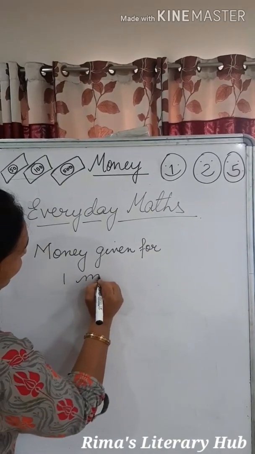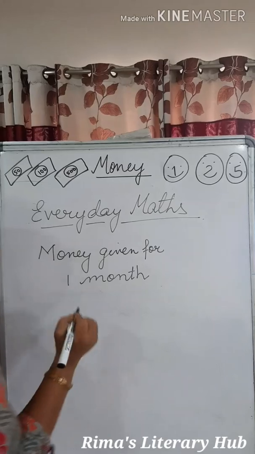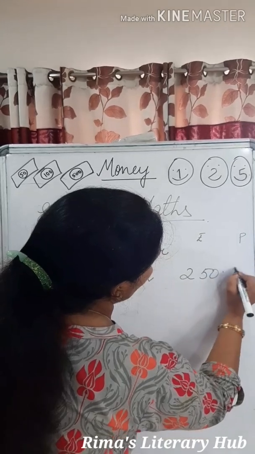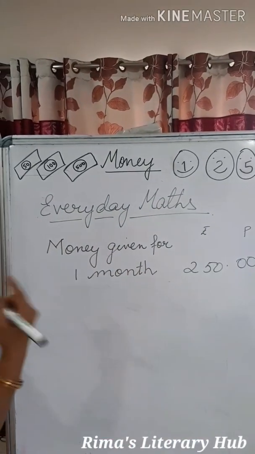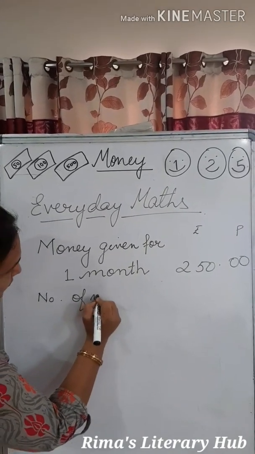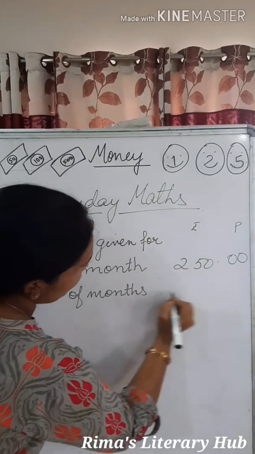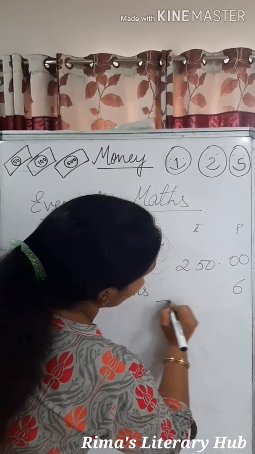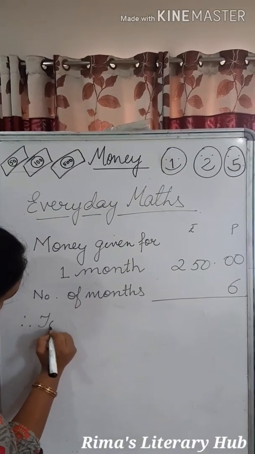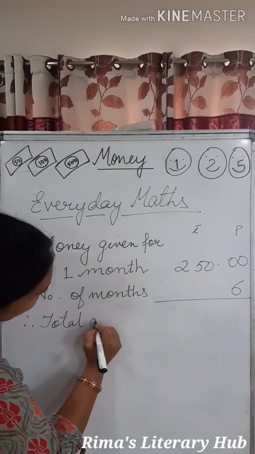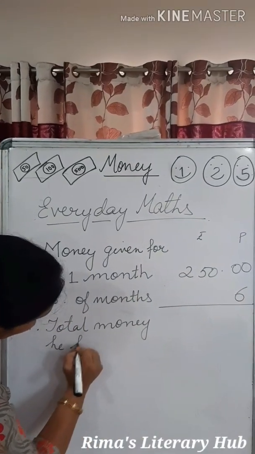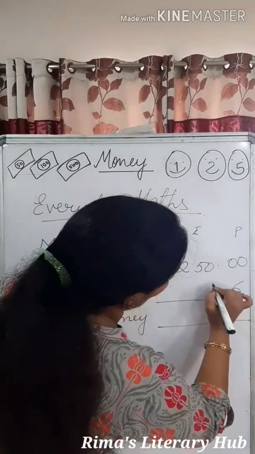for 1 month. Suppose your daddy gives you this money as your pocket money for 1 month. 250 rupees 00 paise. So how many months are you getting this money? Number of months, 6. Therefore, total money he has after 6 months, what are we going to do?